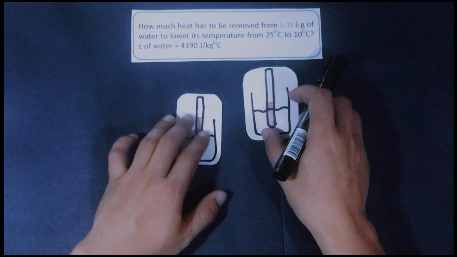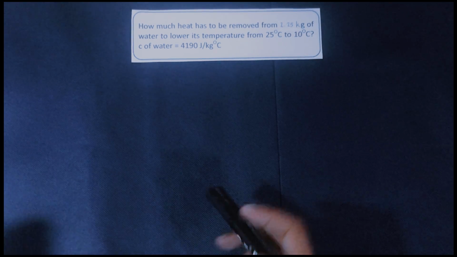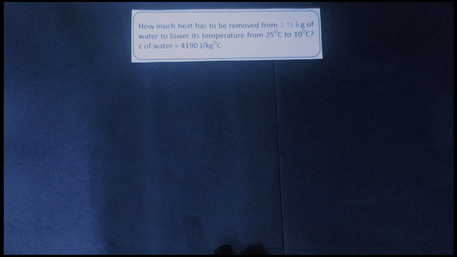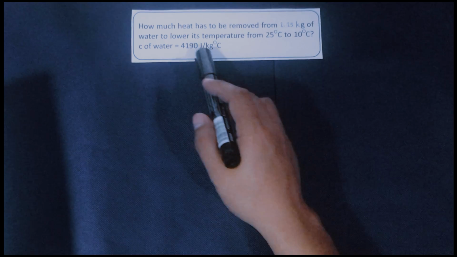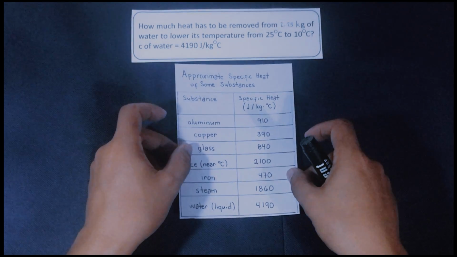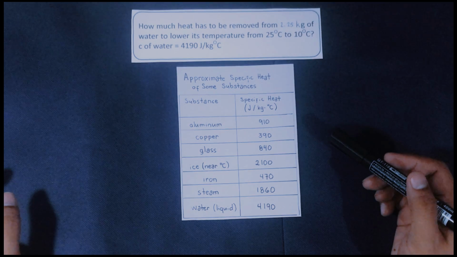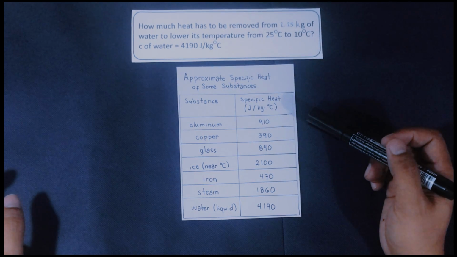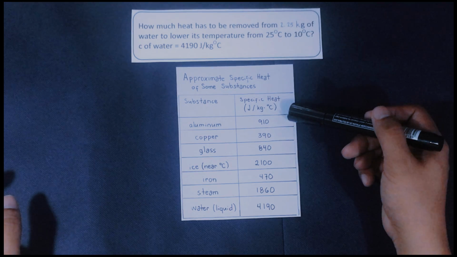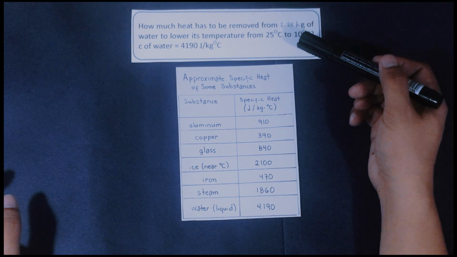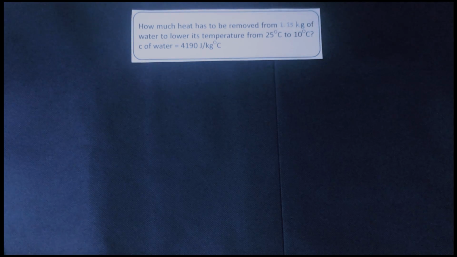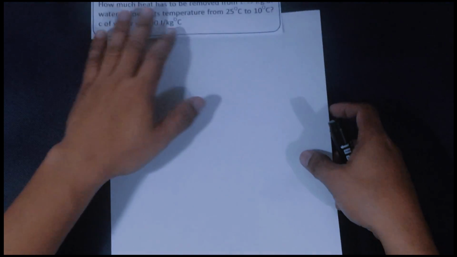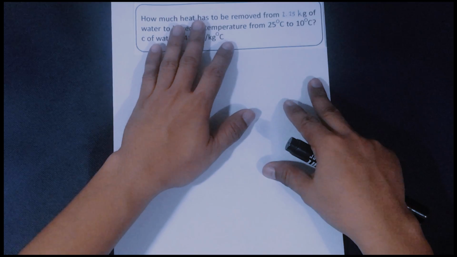Now, in this question, the specific heat of water is also given, which is 4,190 joules per kilogram degrees Celsius. So we can always check the table that I presented previously if in case the specific heat is not given. So again, refer to the table if the specific heat of the substance is not given. In this case, it's given. Okay, so don't forget, the first step is always to identify the given. So let's do that one.